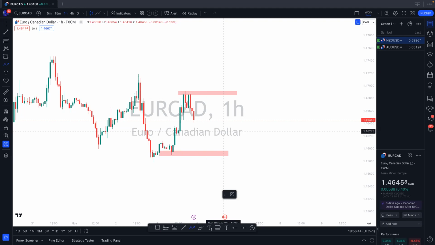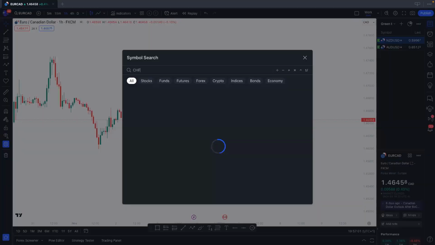Any other currency pair you guys want us to take a look at? CHF JPY. Where do you guys get these cross pairs from? CHF JPY. Is there volatility on that one at all?